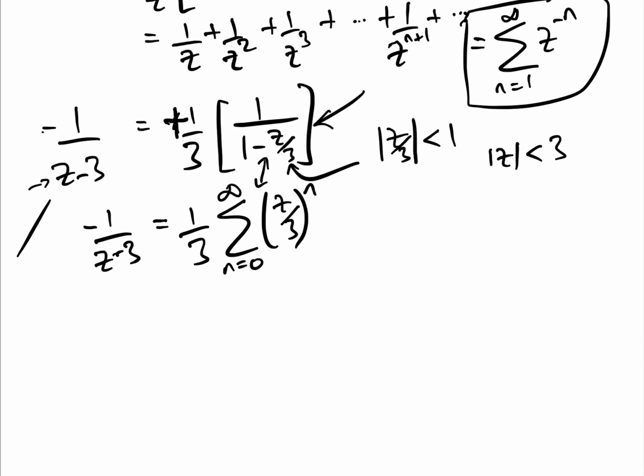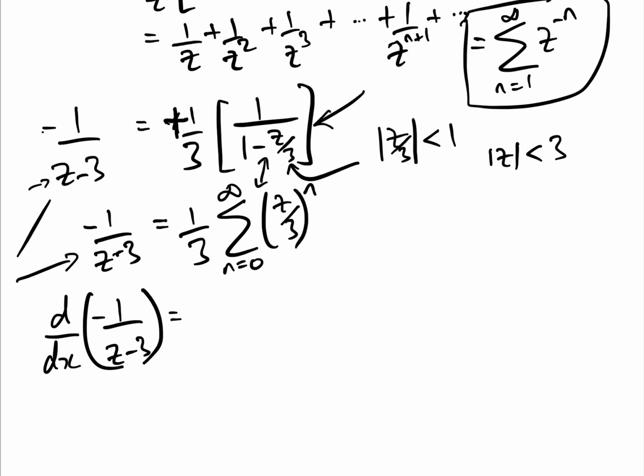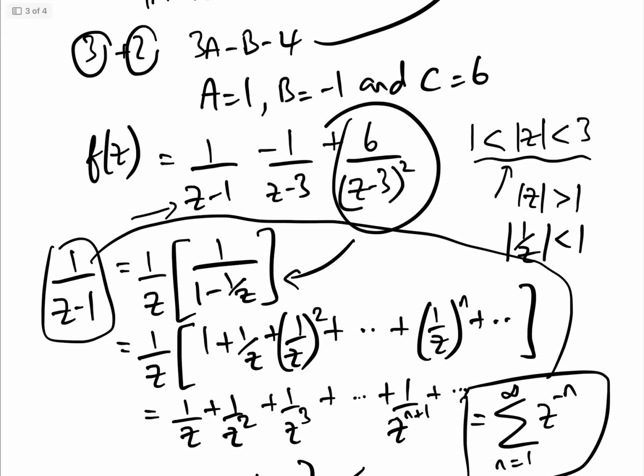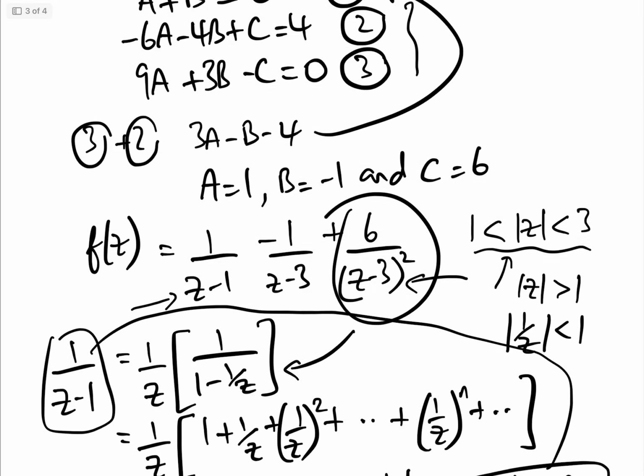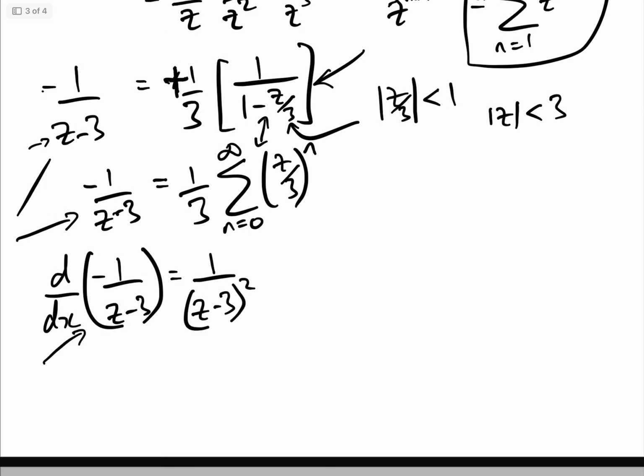Okay, now the way we're going to do that is we are going to differentiate this. The differential with respect to z of minus 1 over z minus 3 is equal to 1 over z minus 3 squared, which is what we want here. So basically, if we differentiate our series here, we get what we want without the 6 on the top.